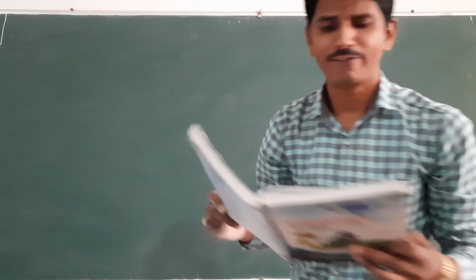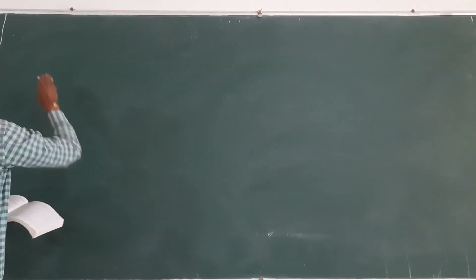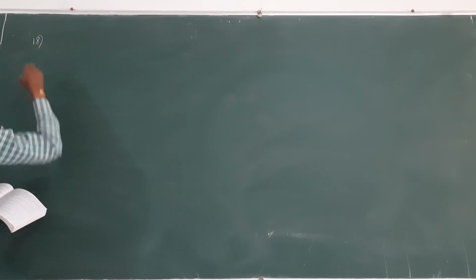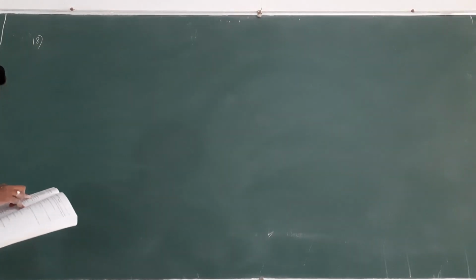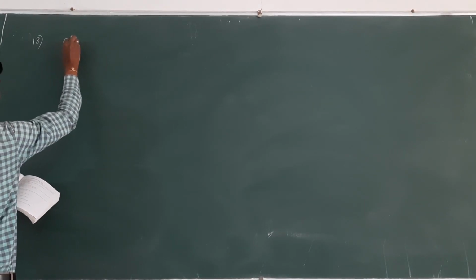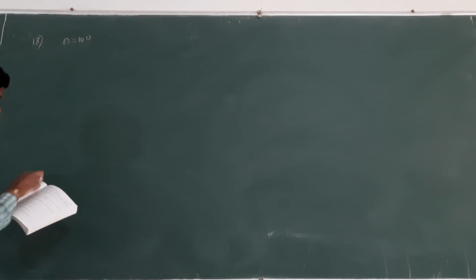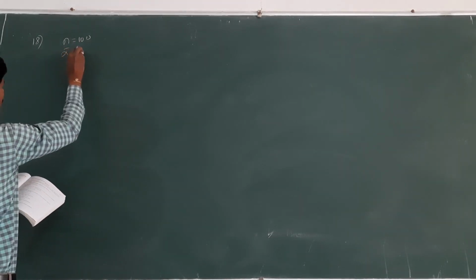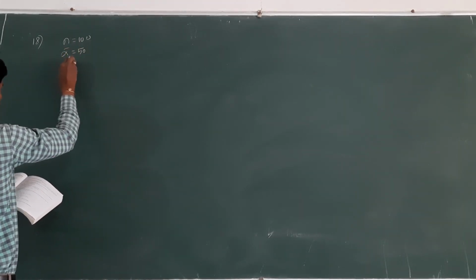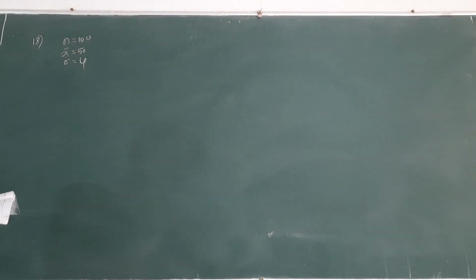The mean and standard deviation of a set of 100 values. Here, the set of 100 values means n equals 100. Mean is x bar equal to 50 and standard deviation sigma equal to 4. Find the coefficient of variation.